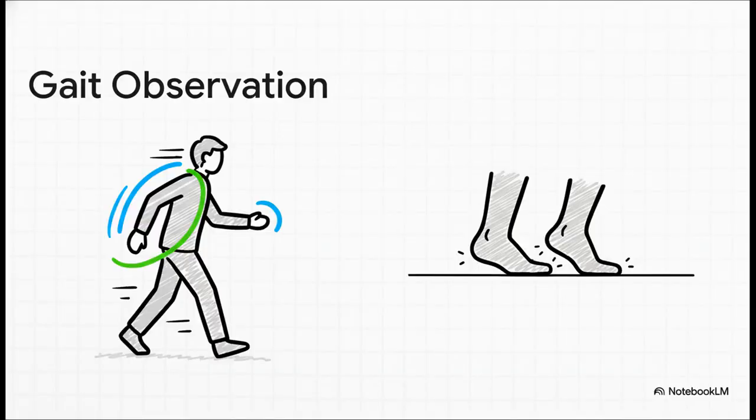And we look at very specific things. Does the patient swing their arms naturally? How wide is their stance? Is it broad-based? Is their posture stooped over, or is it upright? We also challenge them with things like tandem walking. That's walking heel to toe in a perfectly straight line, kind of like you're on a tightrope.